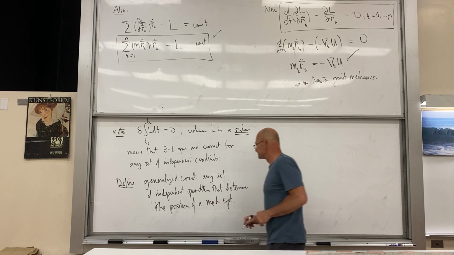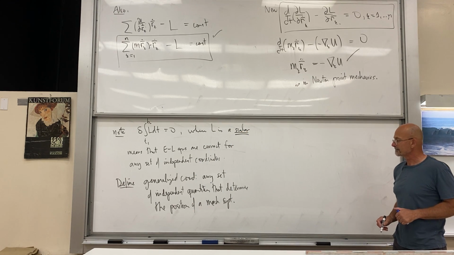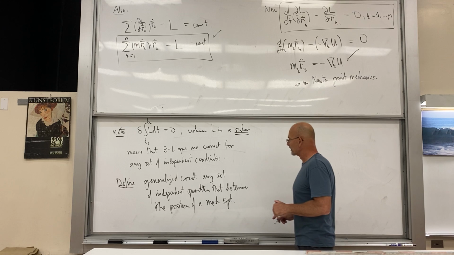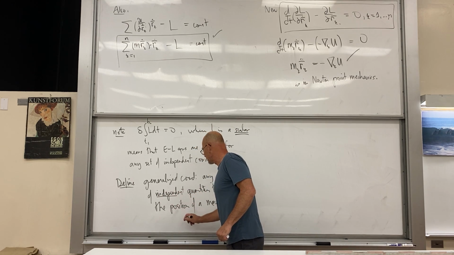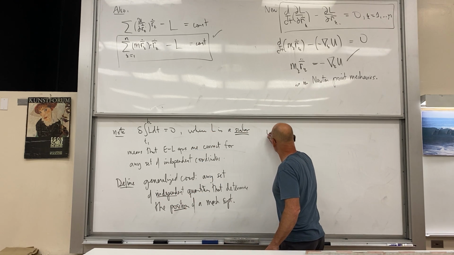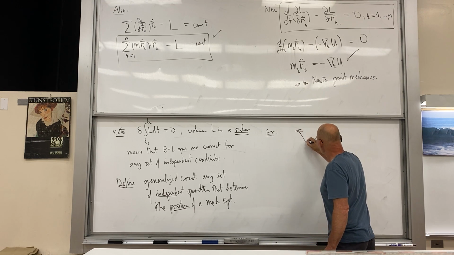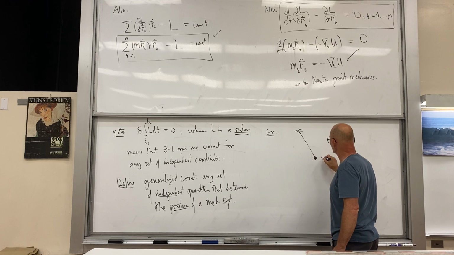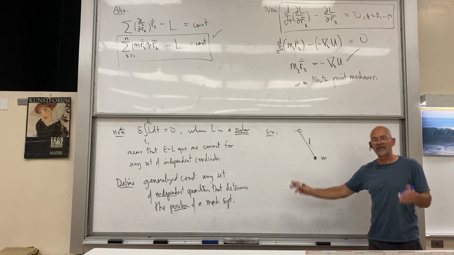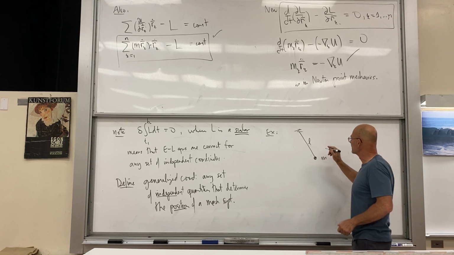Mechanical system. So the independent position coordinates are really crucial here. I think the first example, the simplest one, let's talk about a plane pendulum: a mass at the end of a massless rod or string.